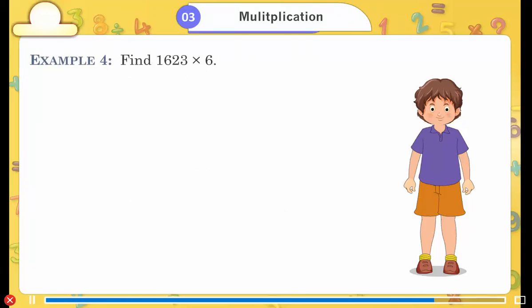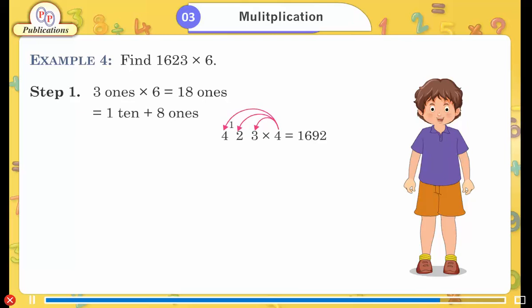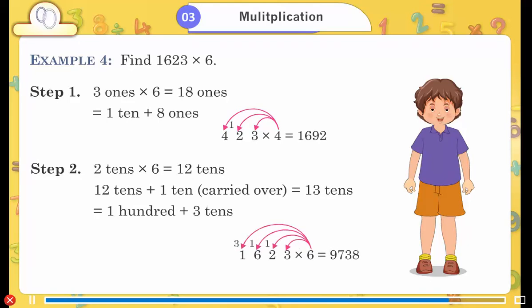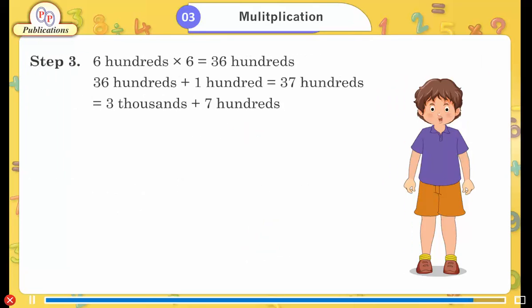Example 4. Find 1623 × 6. Step 1. 3 ones × 6 = 18 ones = 1 ten + 8 ones. Step 2. 2 tens × 6 = 12 tens. 12 tens + 1 ten carried over = 13 tens = 1 hundred + 3 tens. 1623 × 6 = 9738. Step 3. 6 hundreds × 6 = 36 hundreds.